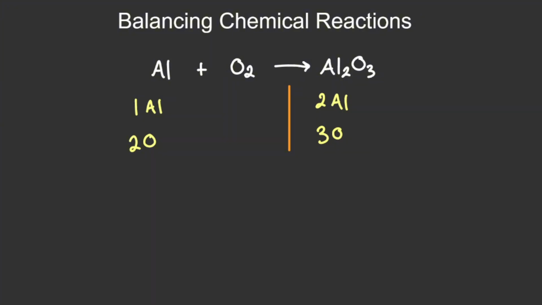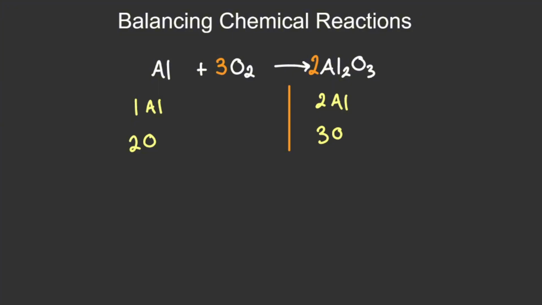So there's a method of doing this, and it's something called the lowest common multiple. Now, the lowest common multiple of 2 and 3 is 6, okay? So we want 6 oxygen atoms on both sides. So to get 6 oxygen atoms on the left, we need to put a 3 in front of the oxygen gas. Now the right side, to get 6 oxygen atoms on the right, we need then to put a 2 in front of the Al₂O₃.